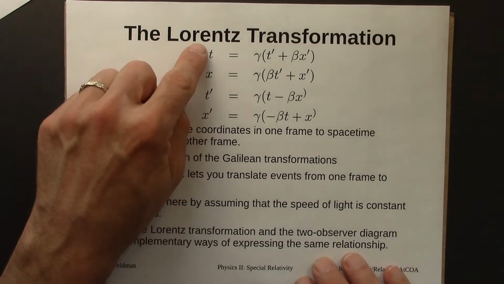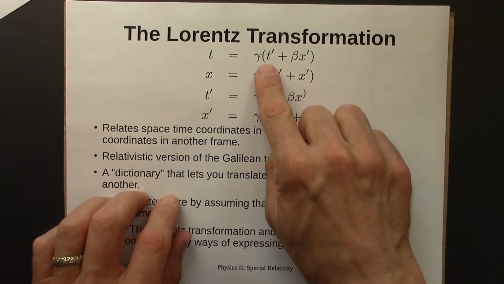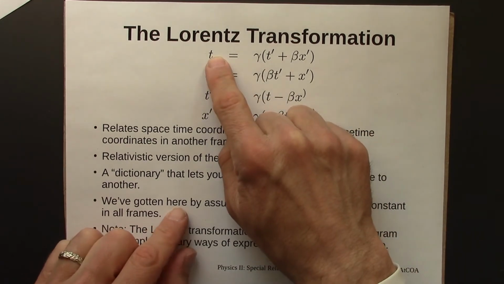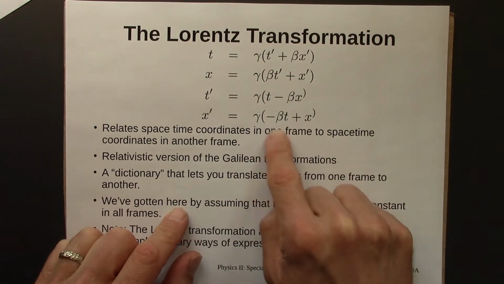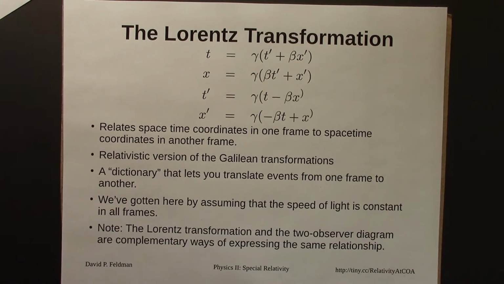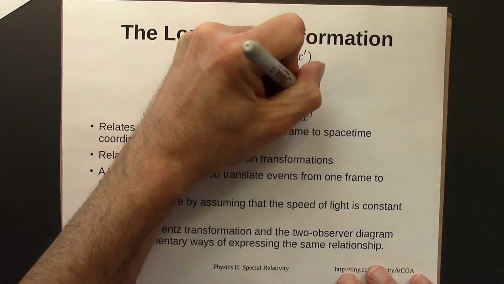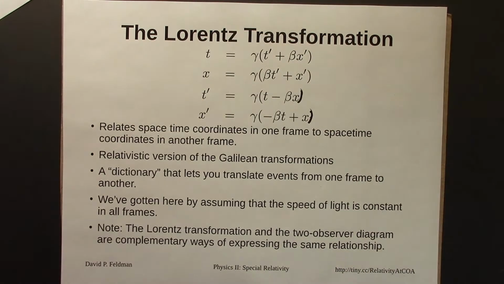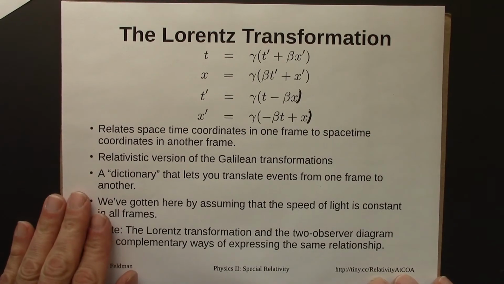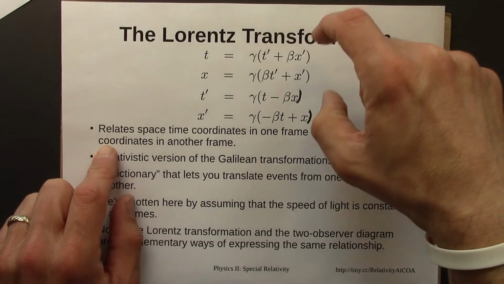So here it is. This is doing one way. This is if you know the primed and you want to figure out unprimed. This is if you know the unprimed and you want to figure out the primed. Those parentheses should not be floating up in the air like that. Okay. So again, this is the Lorentz transformation.